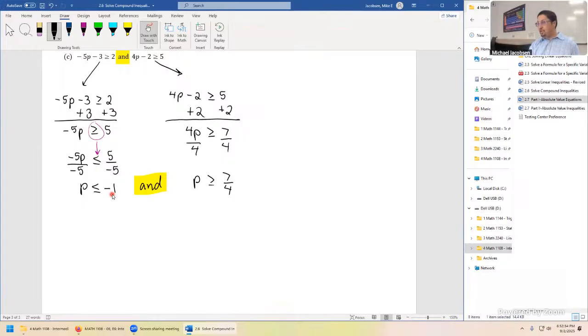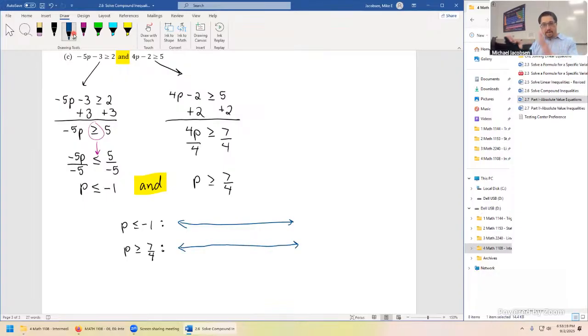If it's an and statement, you really want a separate number line for each part. So here's the first one: P less than or equal to -1. Let's put the next one down as well: P greater than or equal to 7/4. I think it might actually be easier to put both number lines down first so that things line up better when you start to put down the actual tick marks and numbers.